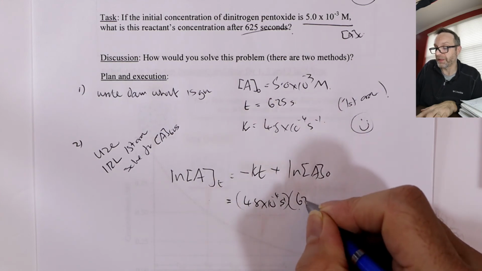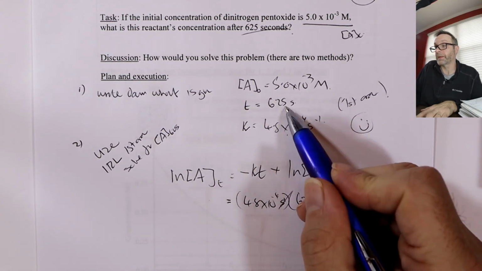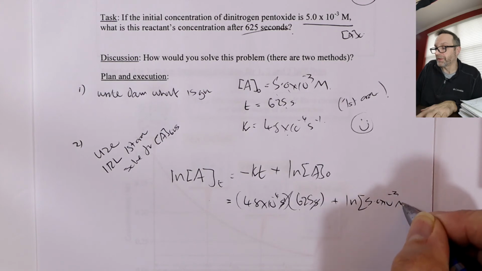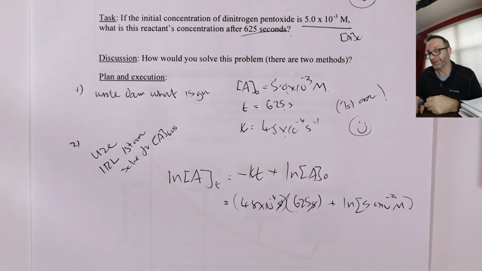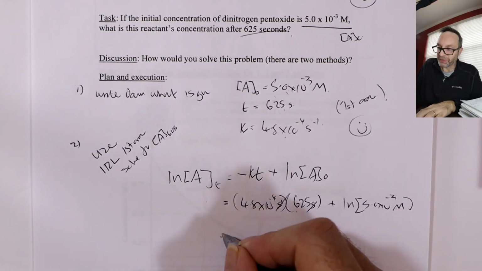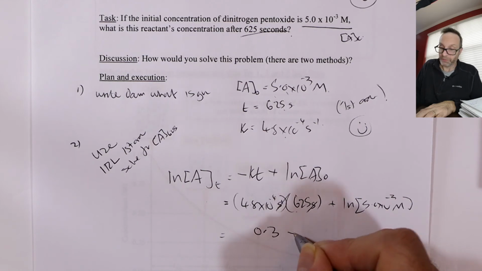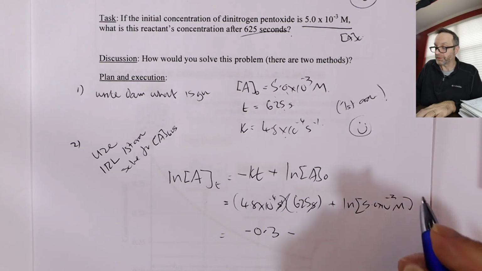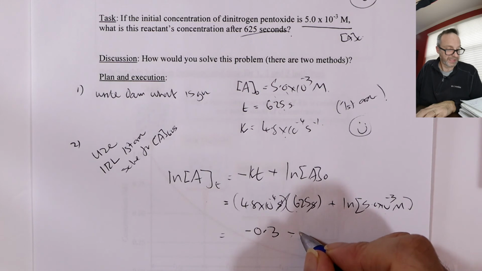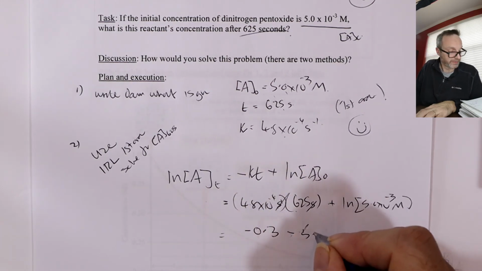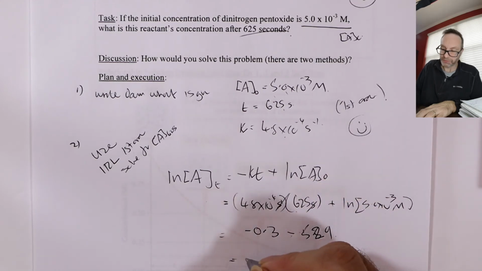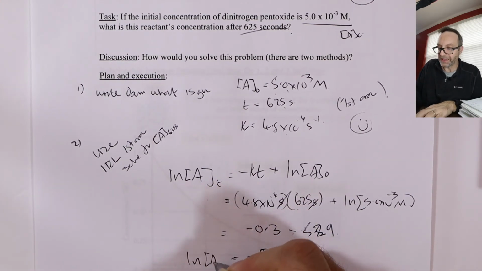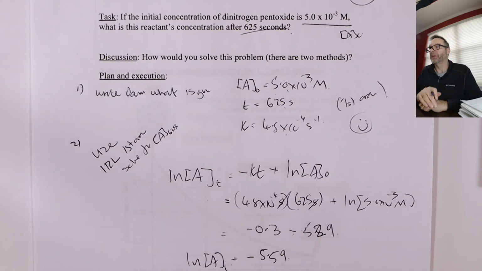So then, 625 seconds, plus natural log of 5.0 times 10 to the minus 3. Now, when we start doing logs and exponents, units disappear. You've probably seen that in math. So this equals minus 0.3, and the natural log of a small number is a negative number, so adding a negative number, minus 5.29, which equals minus 5.59. Therefore, natural log of A at t is minus 5.59.